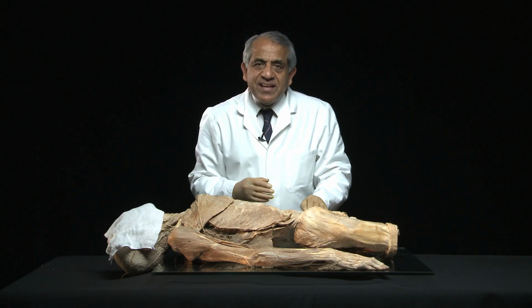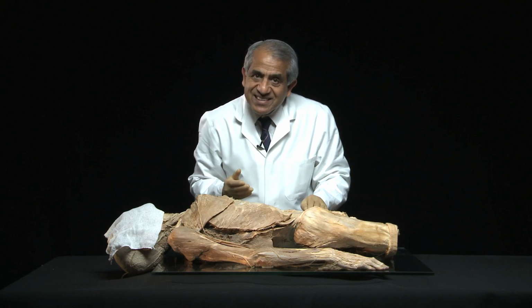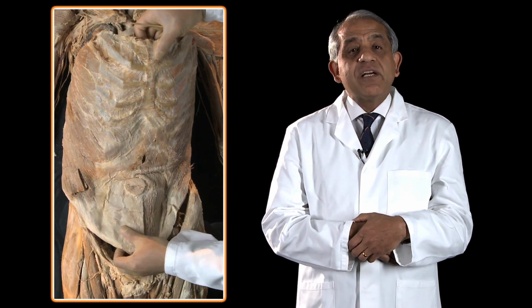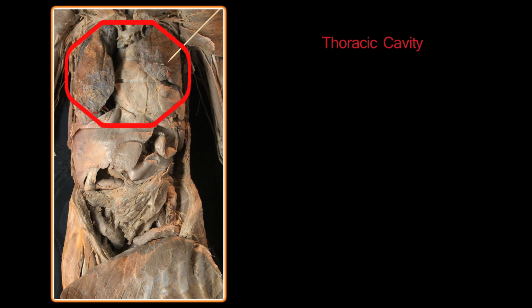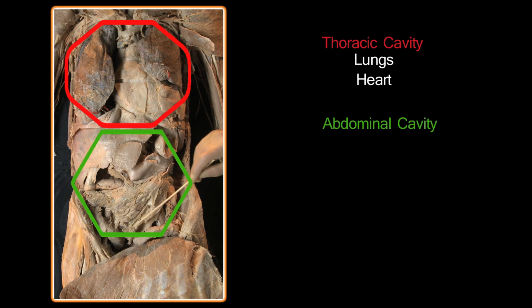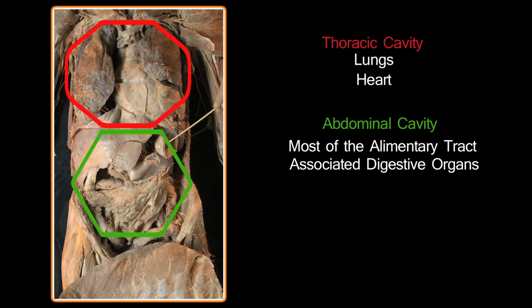So let's explore the interior of the trunk using this beautiful prosection and several others. Each of the 3 parts of the trunk encloses or contains a large cavity. Thus, you have a thoracic cavity containing the 2 lungs, each in its delicate pleural sac, and the heart and various other important structures. The abdominal cavity, which contains most of the alimentary tract and the associated digestive organs, and of course the excretory system.